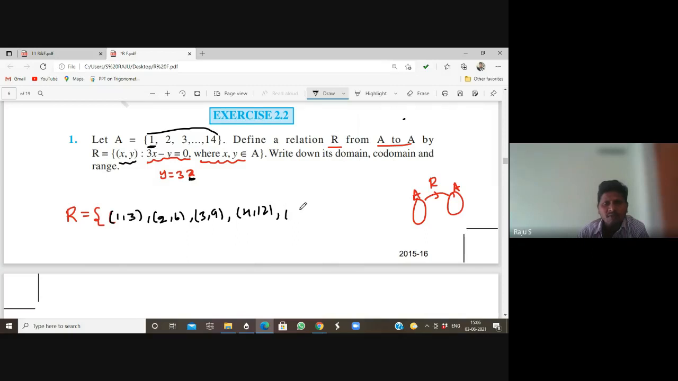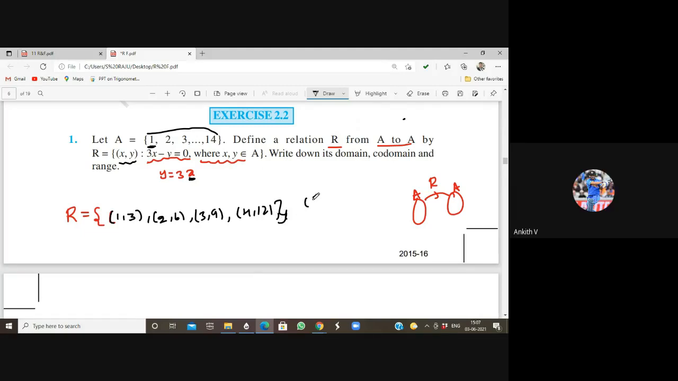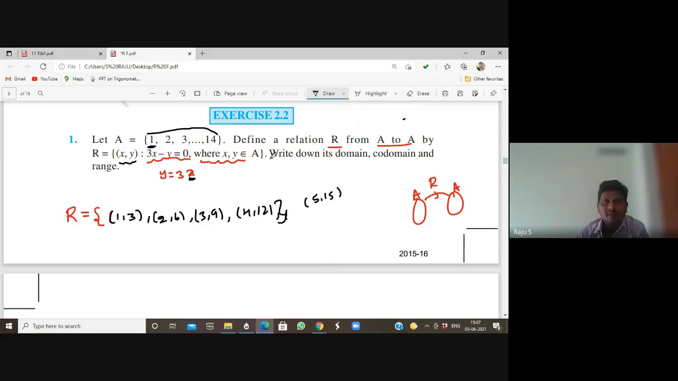Why don't we take 5 comma 15? Because the final term is 14. Exactly. See here, as a condition, when we take 5, 5 belongs to the first set A, but does 15 belong to set A? No. So this is absolutely right. Give these x values 1, 2, 3, 4, and we are going to get outputs which belong to A. Because whatever input we are giving belongs to A, the output also should belong to A. It should not cross 14.